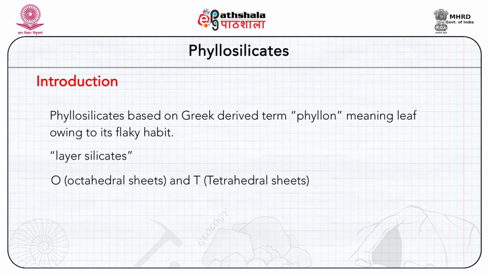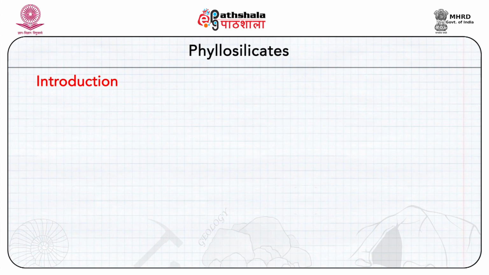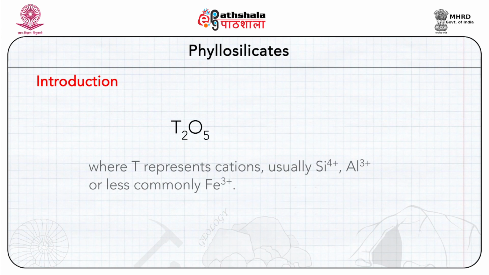Tetrahedral sheets consist of sheets of tetrahedrally coordinated cations whose composition can be represented by the general formula T2O5, where T represents cations, usually Si4+, aluminum 3+ or less commonly Fe3+. The tetrahedra are arranged in a mesh of 6-fold rings, with 3 O2- on each tetrahedron shared with the adjacent tetrahedra, known as basal oxygens. The fourth unshared oxygen is known as the apical oxygen.